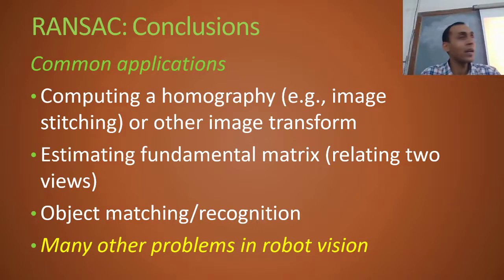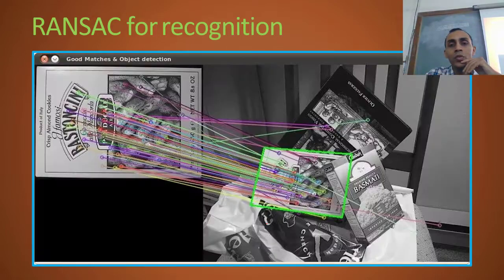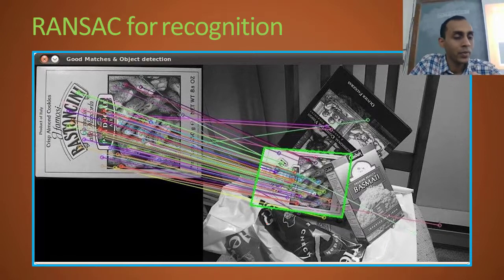So as I said, RANSAC has many applications. It is used for computing homography and other image transforms, and for estimating the fundamental matrix. If you have images taken from two different cameras, as in stereo vision, then you need the fundamental matrix to find the matching points, to estimate depth and so on. It is also used for object matching and recognition, especially in robotics. We'll see some more examples and then wind up.